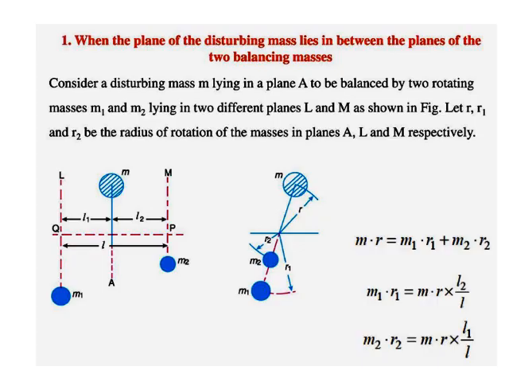In this diagram, M is the disturbing mass placed between M1 and M2. M1 and M2 are the balancing masses, placed parallel to the plane of rotation of the disturbing mass.